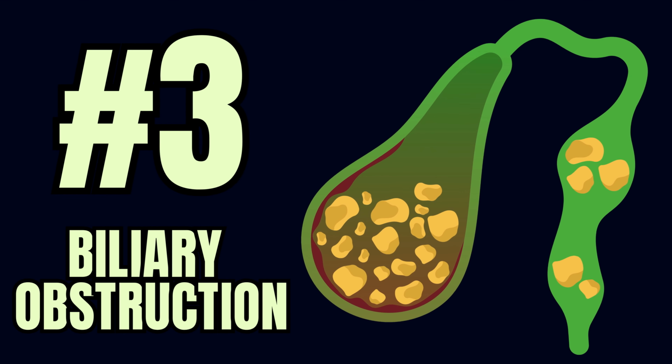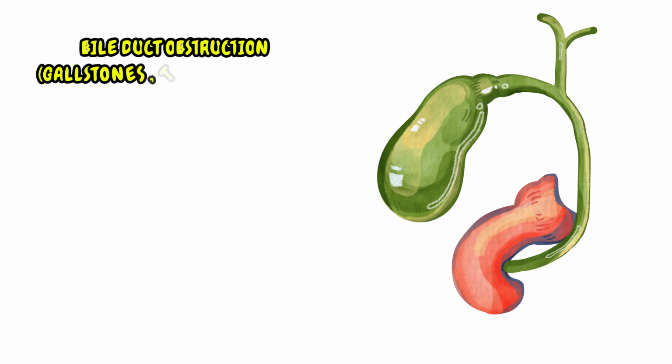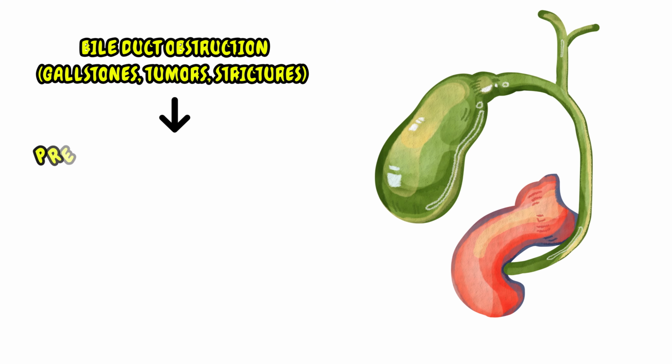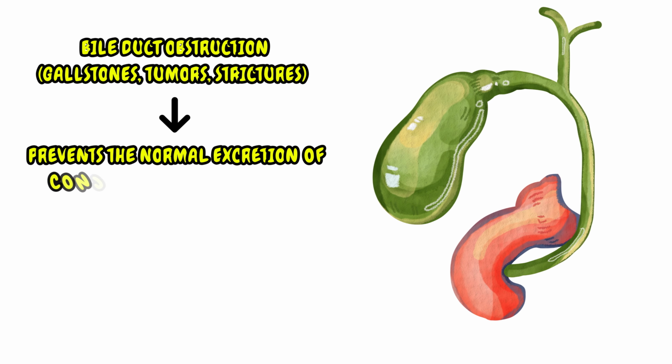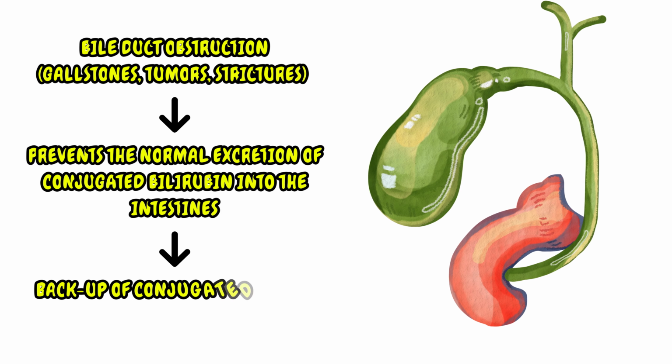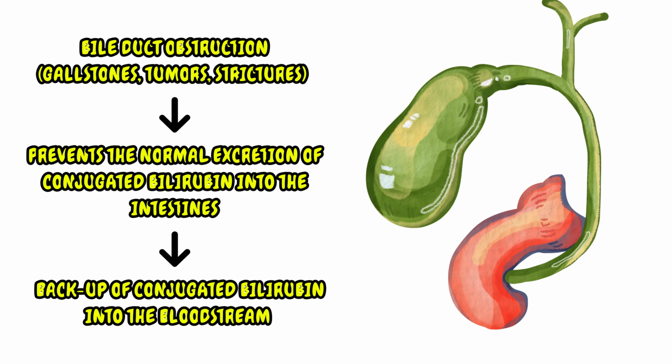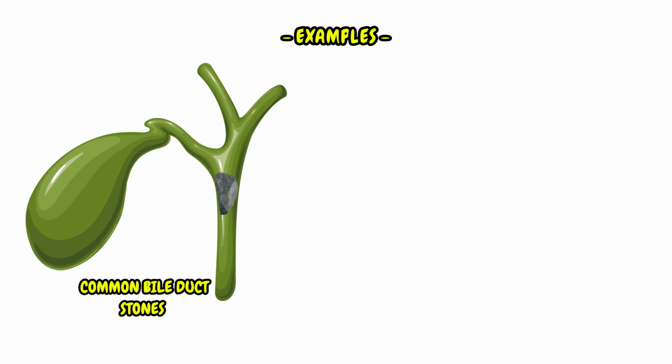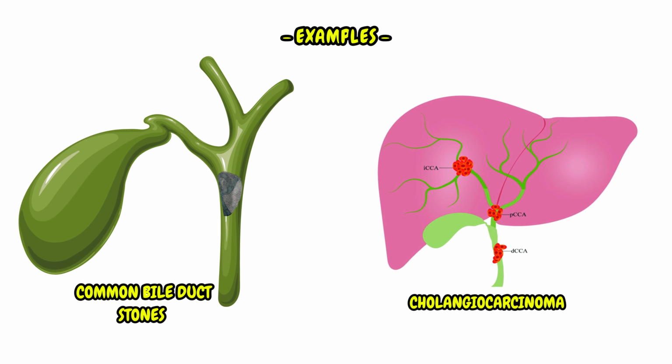Number 3. Biliary obstruction. Blockage of the bile ducts by gallstones, tumors, or strictures prevents the normal excretion of conjugated bilirubin into the intestines. This leads to a backup of conjugated bilirubin into the bloodstream, resulting in jaundice. Conditions like common bile duct stones and cholangiocarcinoma are examples.